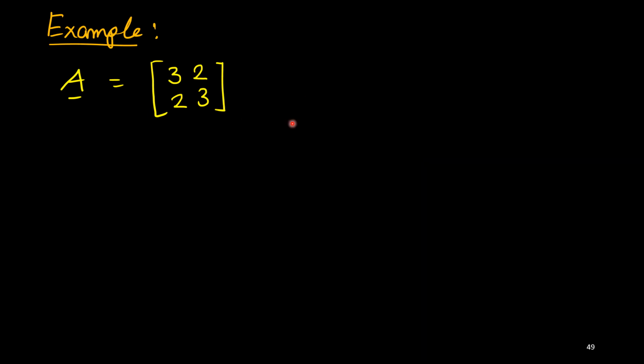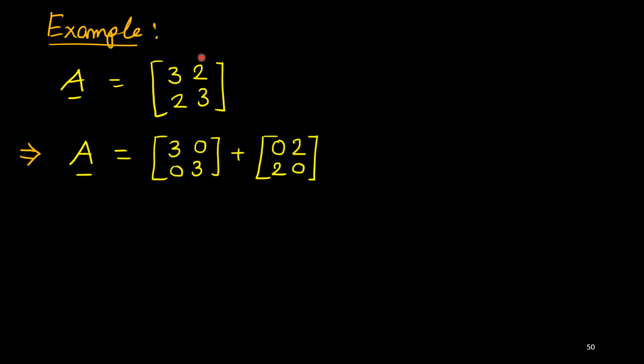Okay, now I'll consider one more example: 3, 2, 2, 3. Can you find the eigenvalues and eigenvectors quickly without computing anything? That is our task. Now, can we rearrange this matrix? You see, this 3, 3 I will put here and I put 0, 0 here. And then 2, 2 I'll keep here and I'll put 0, 0 here. If I take these two and add, obviously 0 plus 3 will be 3, 2 plus 0 will be 2. Similarly, this is 2 plus 0 is 2 and 0 plus 3 is 3.